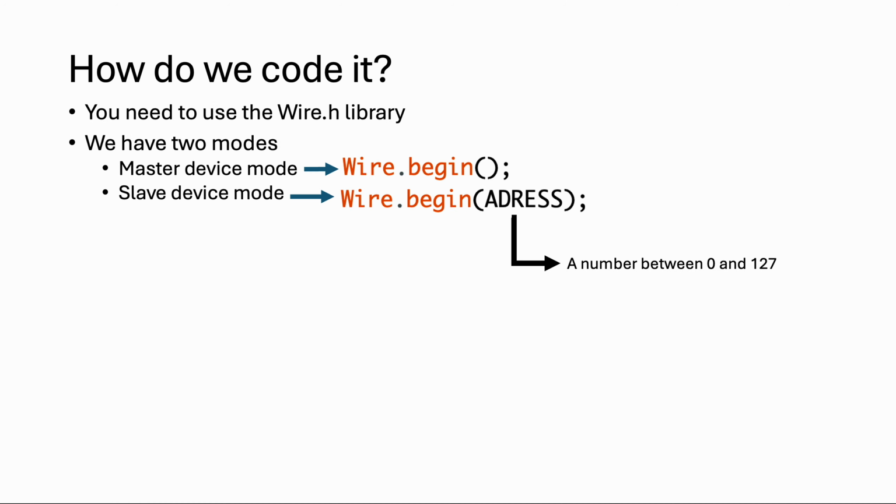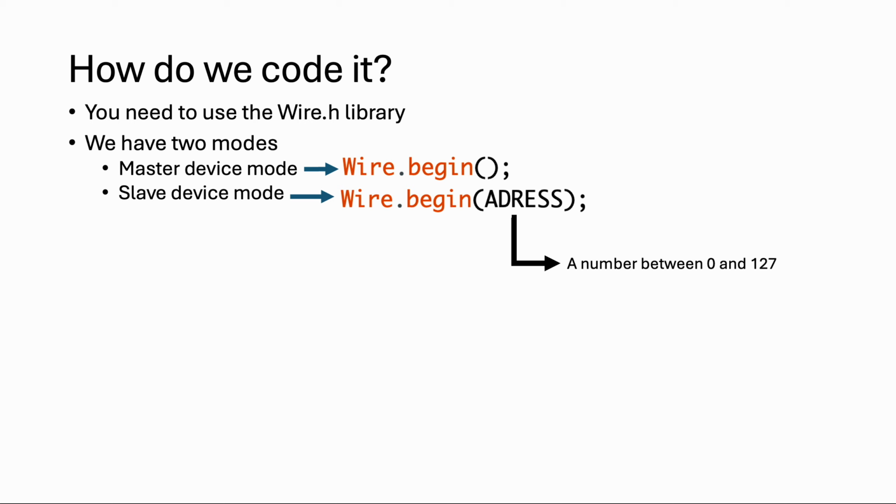So, how do we code it? Well, first of all, we need to use the Wire library, which is already in your Arduino. You don't have to install it or download it or anything. Just write #include <Wire.h> before your setup. And we can work in two modes. We can work in master mode or slave device mode.